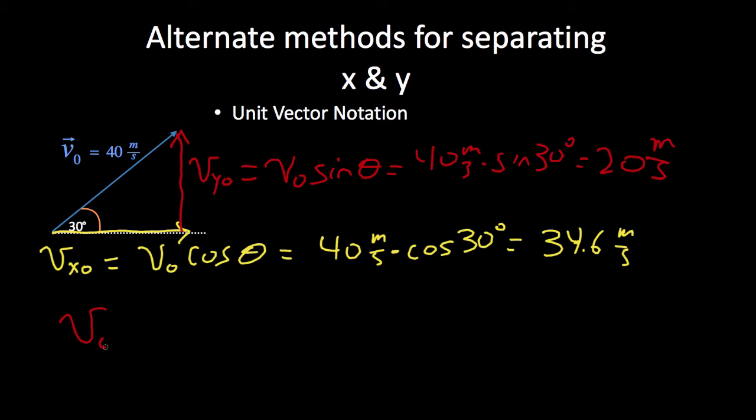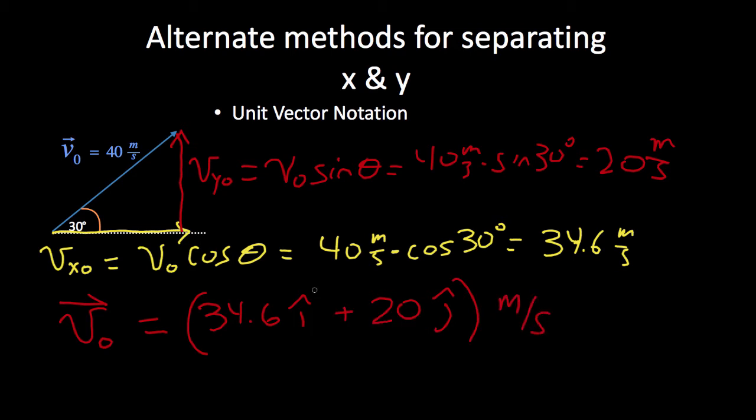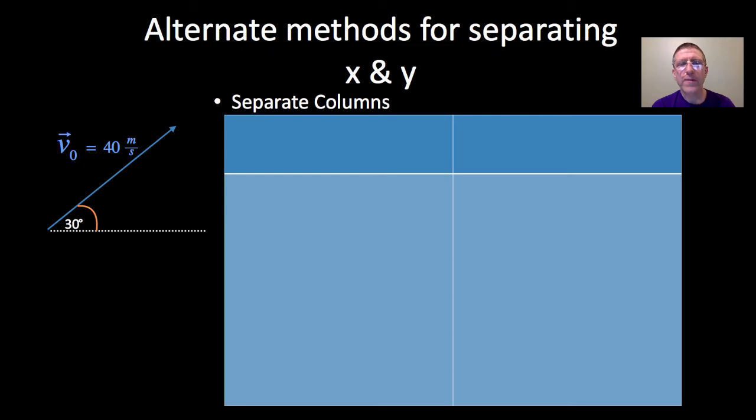V naught vector is equal to (34.6 i hat plus 20 j hat). I'm going to put this in parentheses and then put the units out here. So this completely describes that vector right there. Let's take a look at the alternate method for separating x and y, which is to make two separate columns. And of course, we'll put x on one side and we'll put y on the other side.